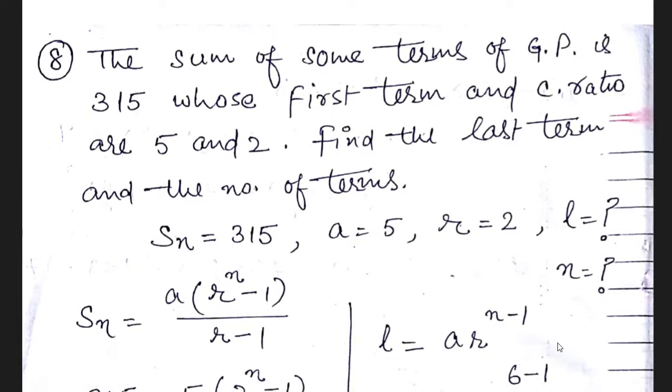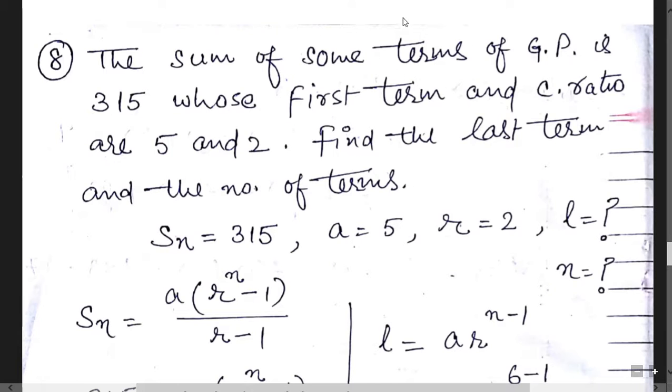Question number 8 of the miscellaneous exercise. The sum of some terms, meaning the number of terms is unknown, of a GP is 315, which means Sn is given to you as 315. The first term and common ratio, meaning a and r, are also given to you. The value of a is 5 and the value of r is 2. Find the last term and the number of terms. You have to calculate l and n.